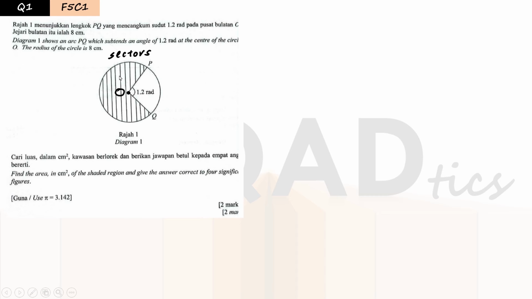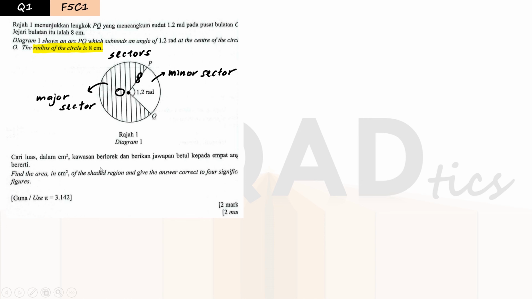So here we have a big sector and a small sector, but do we have other names other than big sector and small sector? Yes, there is. The smaller sector is also called the minor sector. Minor means smaller, and the big sector here is also called the major sector. Major means bigger. And in this question, they gave us the angle of the minor sector, which is 1.2 radians, and the radius of the circle, which is 8 cm.